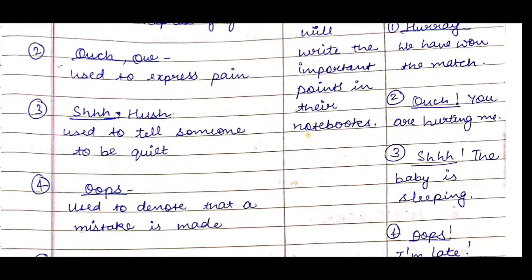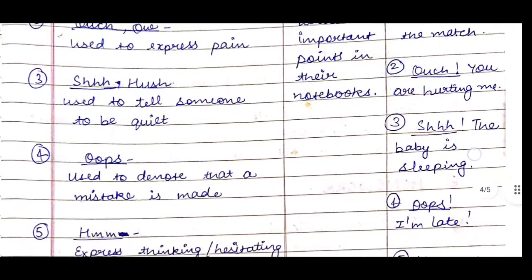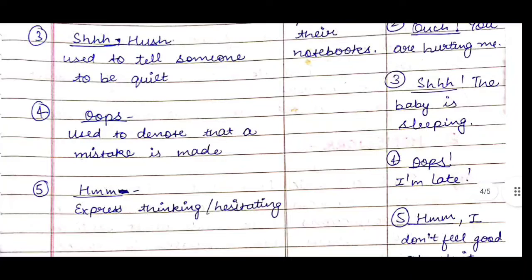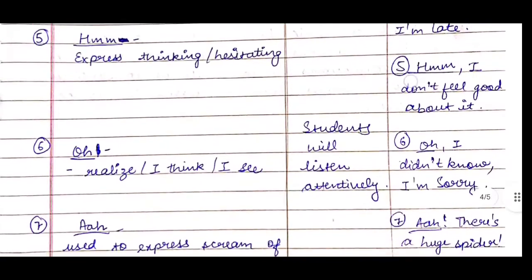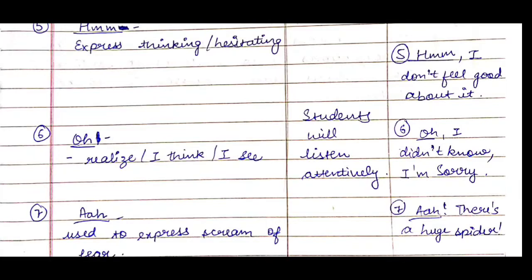The fourth one is oops. This one is used to denote that a mistake is made. The sentence related to this is, "Oops, I'm late." The fifth one expresses thinking or hesitating. The sentence: "I don't feel good about it." The sixth one is oh. It is used to express realization, and it can be used in place of "I think" or "I see."